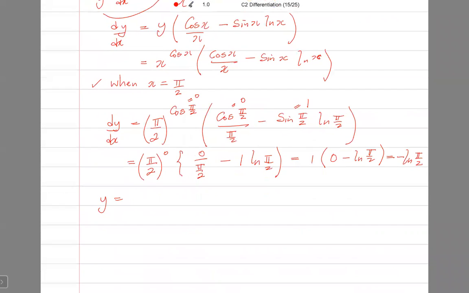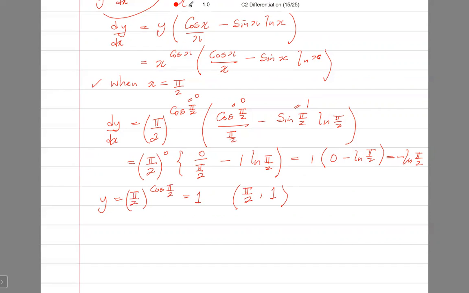Y would be equal to pi by 2 raised to the power the cosine of pi by 2. The cosine of pi by 2 is 0, and anything raised to the 0 power is equal to 1. So this is 1. So the x coordinate is pi by 2. The y coordinate is 1. This is the coordinate of the point of contact. The point of contact is where the tangent touches the curve.